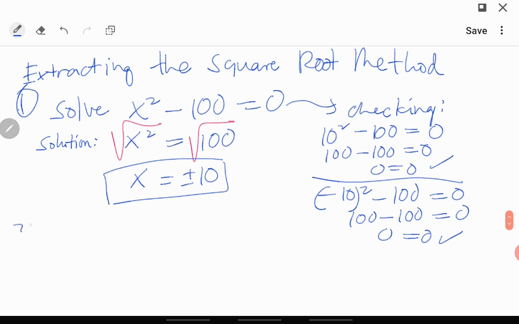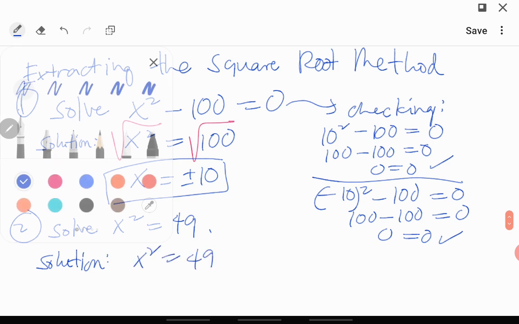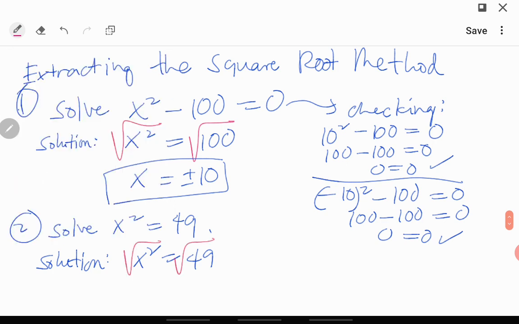Okay, example 2 is solve or find the values of x for the equation x squared equals 49. Okay, dahil nakasulat na sa right side yung 49, so diretso na tayo sa extracting the square root of both sides of the equation. So left side copy, right side copy. Take the square root of the left and the right. What is the square root of x squared? X. Square root of 49 is positive or negative 7. Hindi 7 lang, kundi positive 7 and also negative 7.